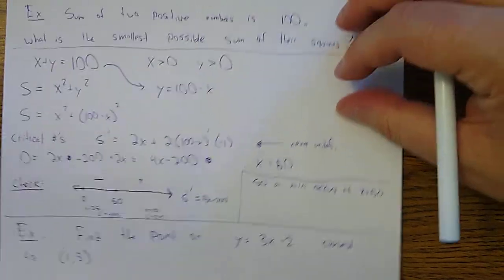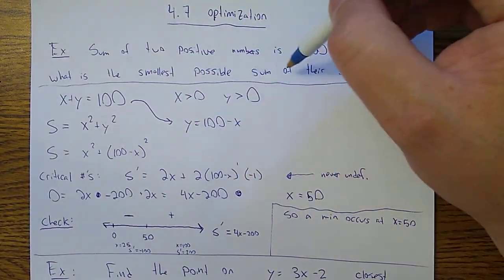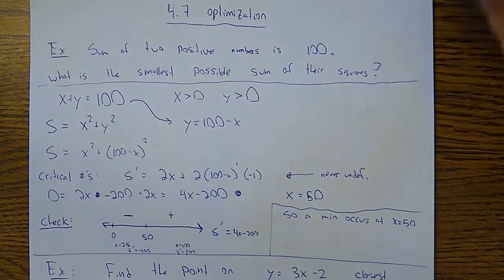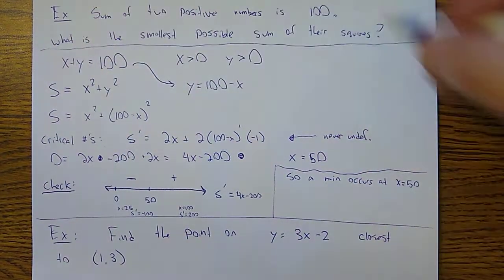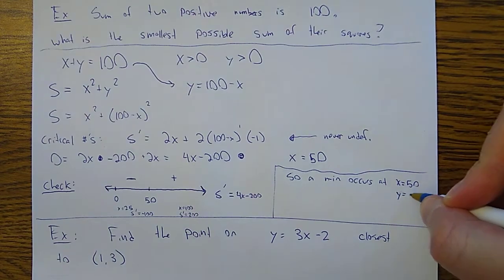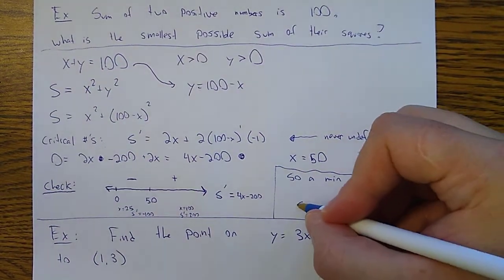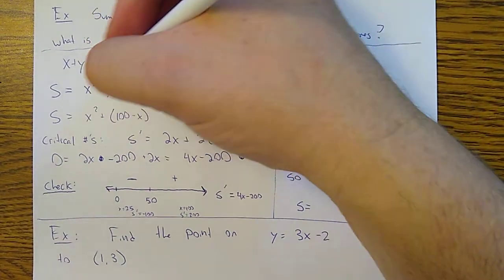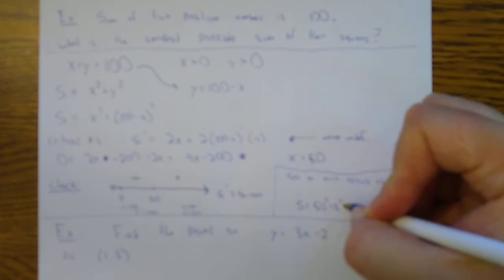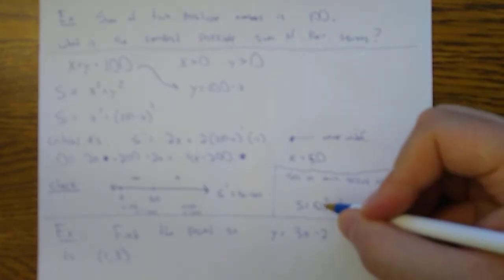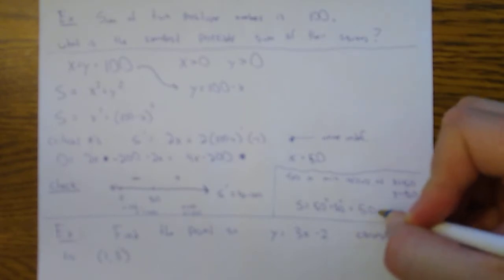And now we just have to make sure that we technically answer the question, because the question was, what is the smallest possible sum of their squares? Well, if x is 50, and remember my two numbers were x and y, y would also be 50 because they have to add up to 100. And then the question is really about s. What is the sum of their squares? Well, it would be 50 squared plus 50 squared, which is 2,500 plus 2,500, which is 5,000.